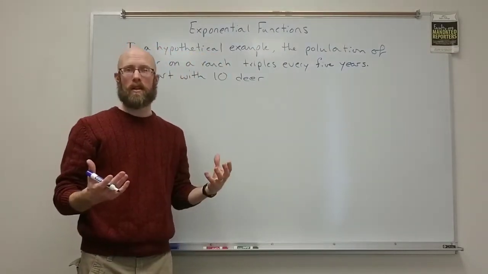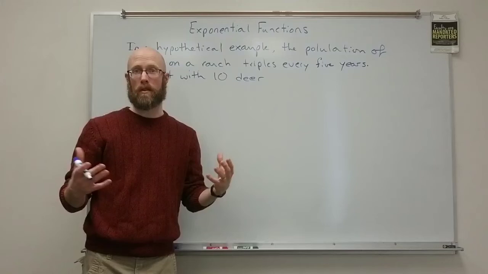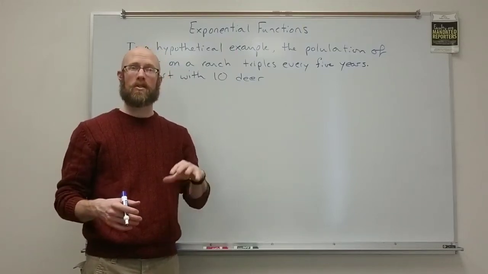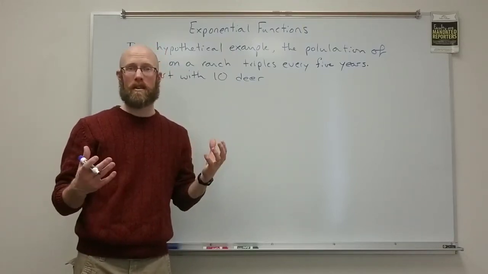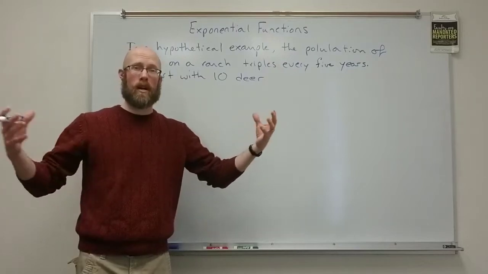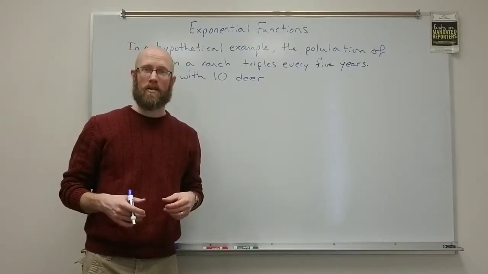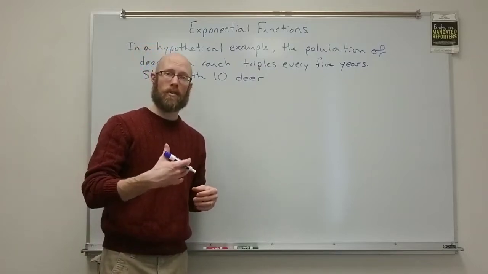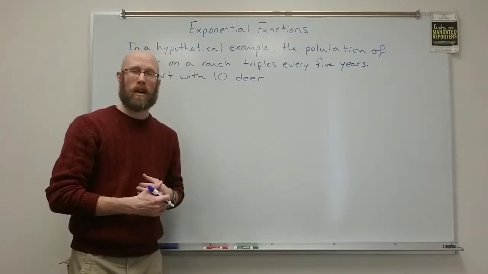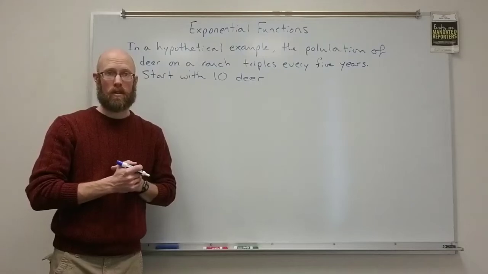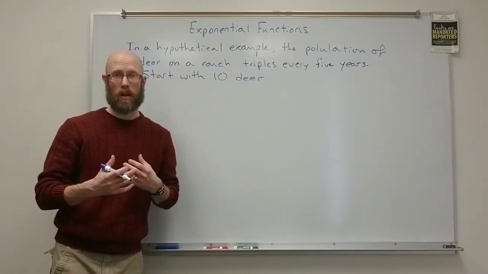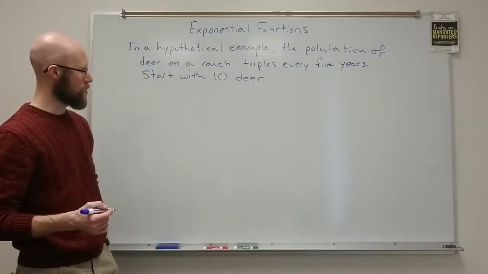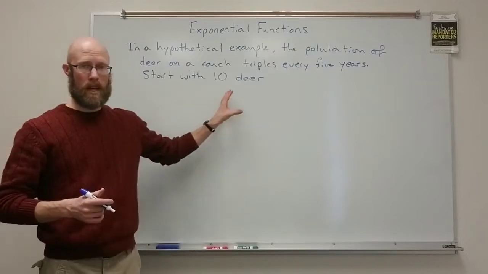Well, eventually there's going to be too many deer for the land, right? So it's going to eventually level off. But let's consider that maybe you have an ever-growing ranch, and you're able to house an indefinite number of deer on this ranch. Then you can model the growth of the population using an exponential model or an exponential equation. Let's look at how this would work. Let's just take some data.